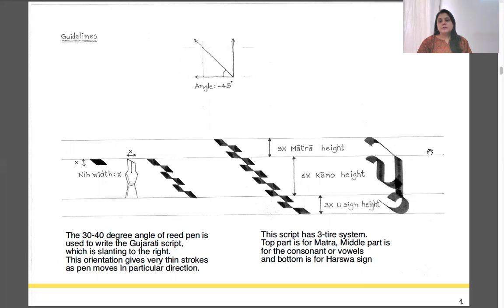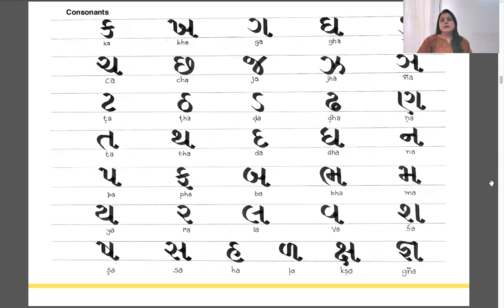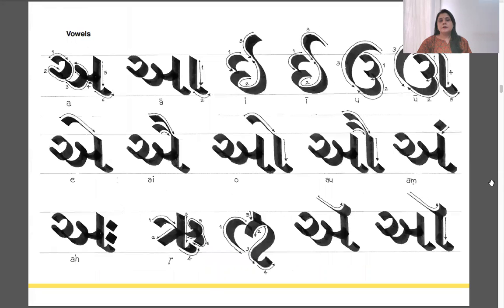Now, Gujarati script is a 3-tier system script. As you are seeing, the top part is for matra, the middle part is for the consonants or vowels, and the bottom is for the Harswa sign. There are 36 consonants in Gujarati script and 16 vowels.